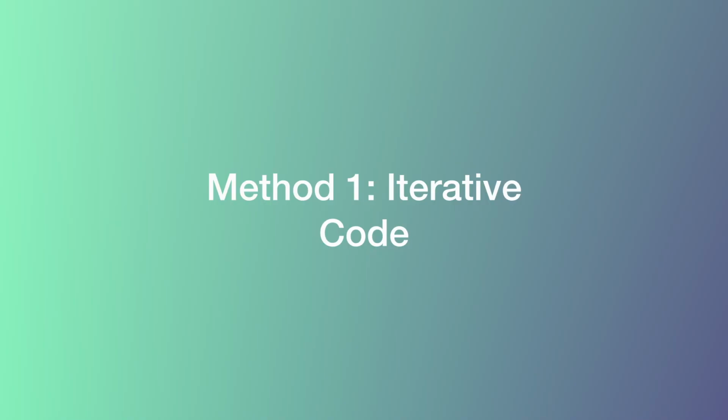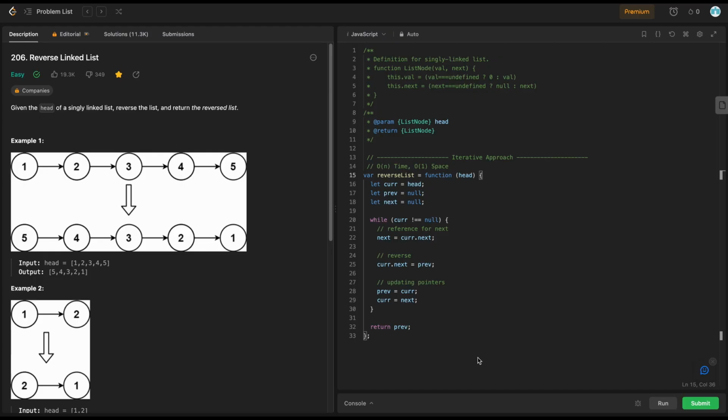Here is the code for our iterative approach. We'll initialize our 3 pointers first. So the current pointer is going to be pointing to the head, which is the first node in the linked list. Our previous pointer and our next pointer are going to be pointing to null initially. Inside of a while loop, we're going to be checking that we have a current valid node. So while it's not null, we're going to be carrying out our operations.